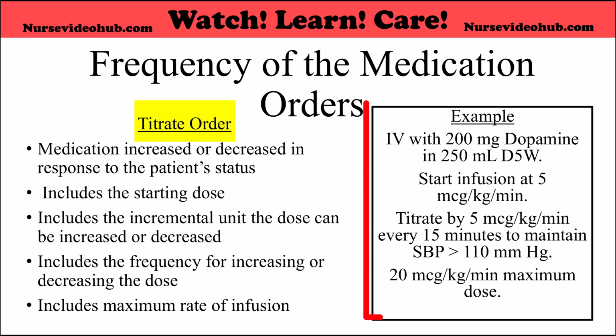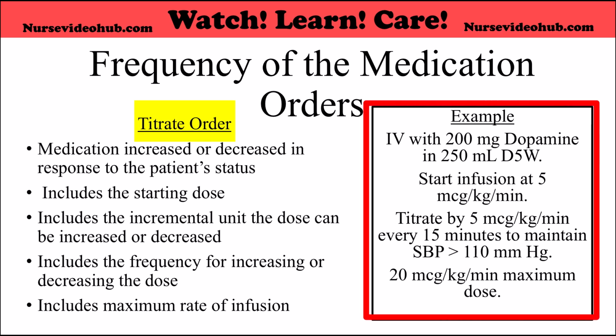For example here, when administering this dopamine drip, you would titrate it to keep the patient's systolic blood pressure greater than 110. You start the infusion at 5 micrograms per kilogram of the patient's weight per minute. You can increase the dose by 5 micrograms per kilogram of the patient's weight per minute every 15 minutes. And the maximum dose is 20 micrograms per kilogram of the patient's weight per minute.